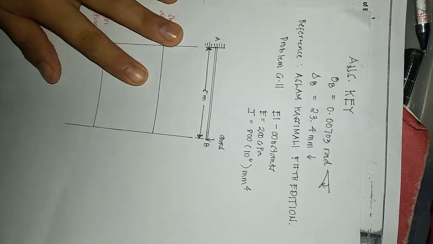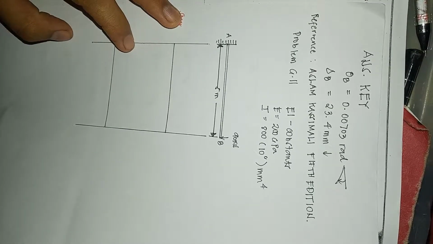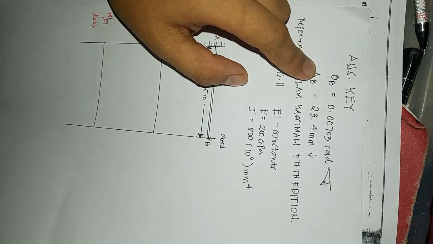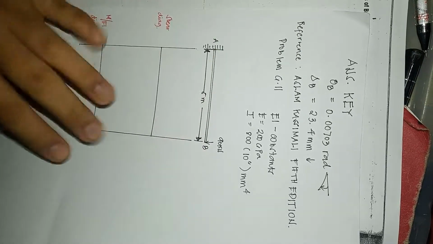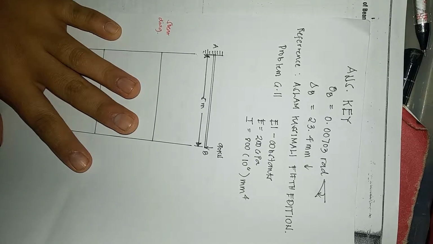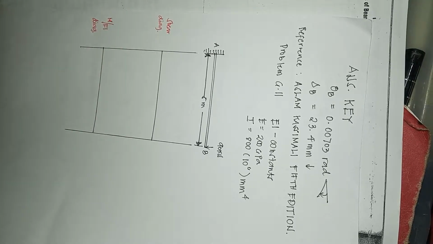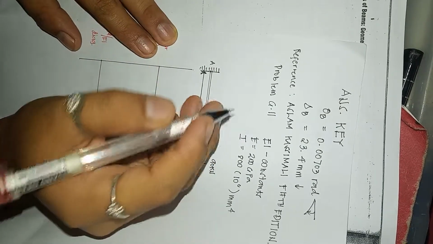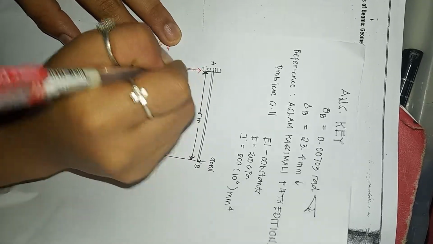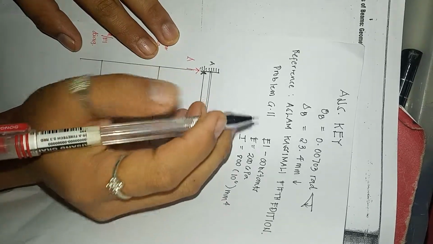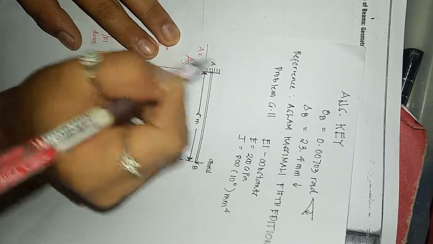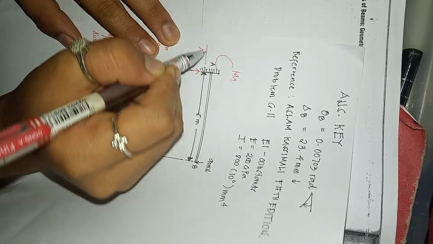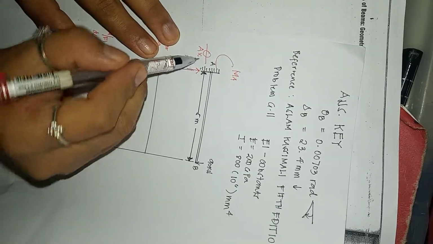So we are asked to find the slope and the deflection at B using the conjugate beam method. So first we have to determine the reactions. We have the assumed directions, AY, AX, and the moment at A. Automatically, because there is no horizontal force, AX is 0.